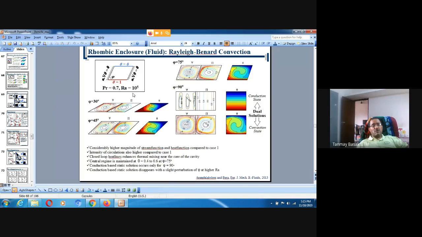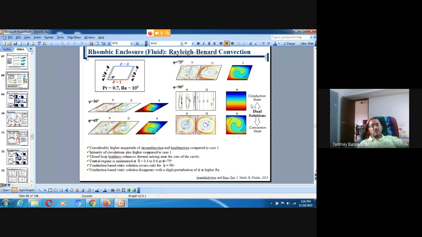When you have the hot fluid and cold fluid, it's adiabatic. This will be the square domain, and people will call this Rayleigh-Bénard convection. Rayleigh-Bénard convection can also occur for porous media, and that sometimes gives dual solutions. That means we get two or multiple solutions.